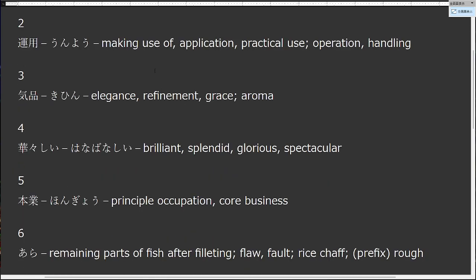Number 2 is unyo. Un on the left side is to carry, transport, or exercise, and yo on the right side is use. So this is to exercise the use of something. Unyo is to exercise use, aka the application, practical use, or operation and handling of something. Unyo, unyo no un.